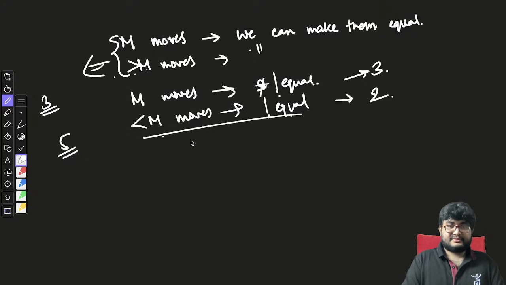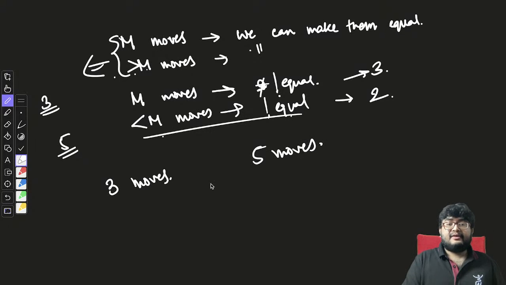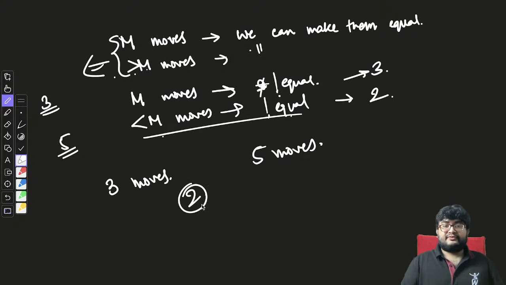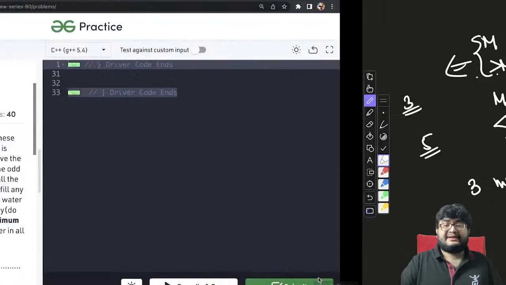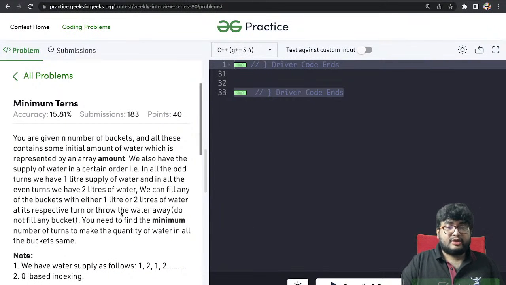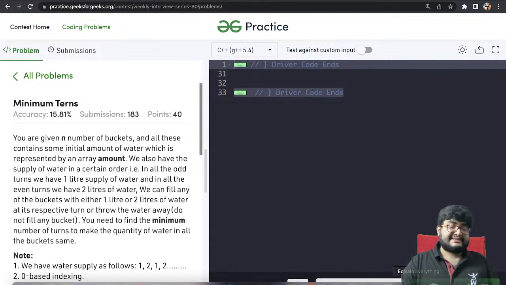Okay, for greater than m moves, sometimes we can't? We always can. Why? Let's say we can do it in 3 moves. In 5 moves also we can do it. Why? We will just throw away the other 2 moves. We have the opportunity that we can throw away the water that is given to us. So we can just throw away the 2 moves. So we always can.